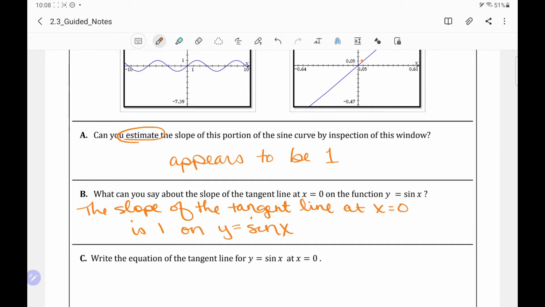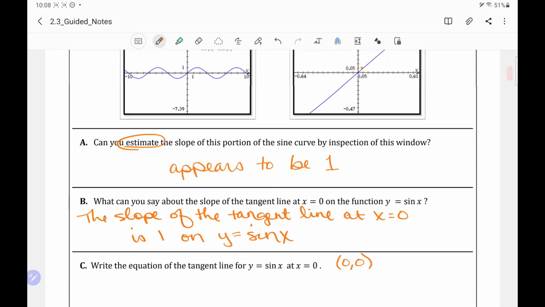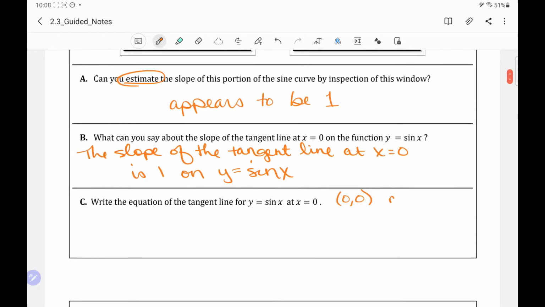Here we go. The slope of the tangent line at x equals 0 is 1 on y equals sine of x. Okay, so then notice C, write the equation of the tangent line for y equals sine of x at x equals 0. Well, we already know at x equals 0, y is also 0, because our point is right there at (0, 0). And we said that we think that the slope is 1. And so we're going to have y equals 1 times (x minus 0) plus 0, which we all know is just y equals x.